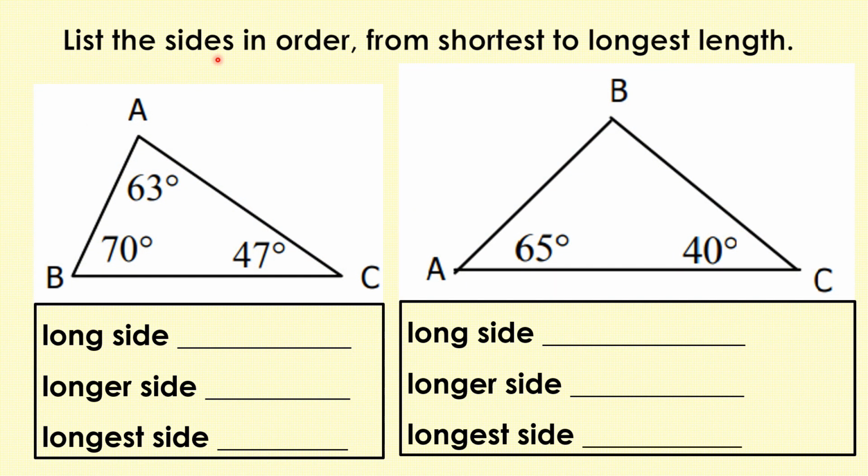Then, in this slide, you have to list the sides in order from shortest to longest. Okay, so here you're given the angles. Here you are only given the two measures. What should be the value of angle B? So you can arrange the sides from the shortest to the longest.